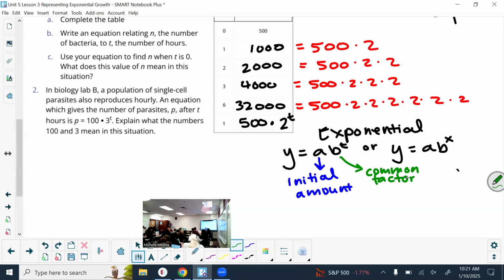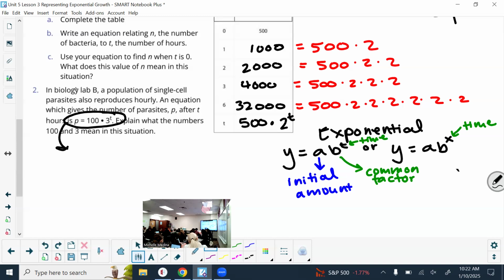And then t is for time. Just like how x is normally time, you could use a t so that you remember. However many hours, however many days, or whatever the situation is, you put that as the exponent. All right. Last little thing we'll talk about. We're obviously not taking the quiz today, so last little thing we'll talk about on this one.